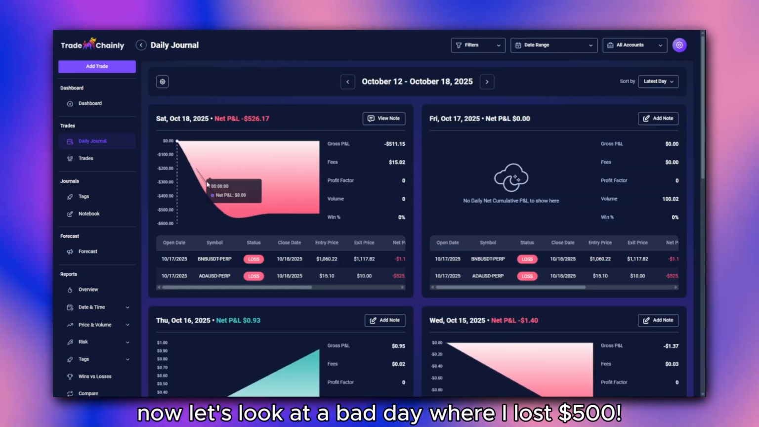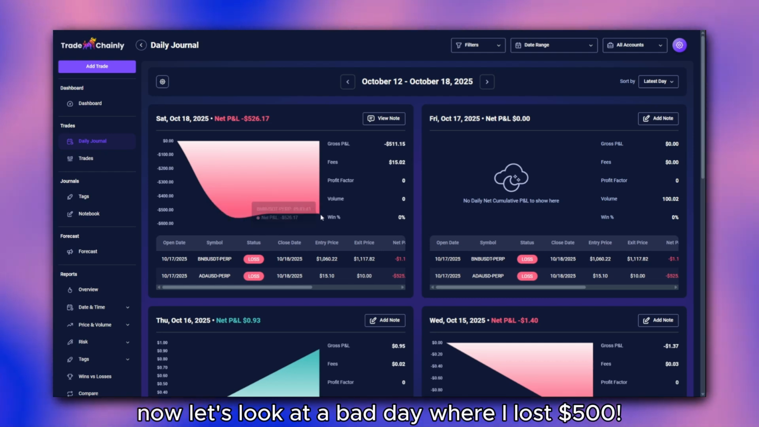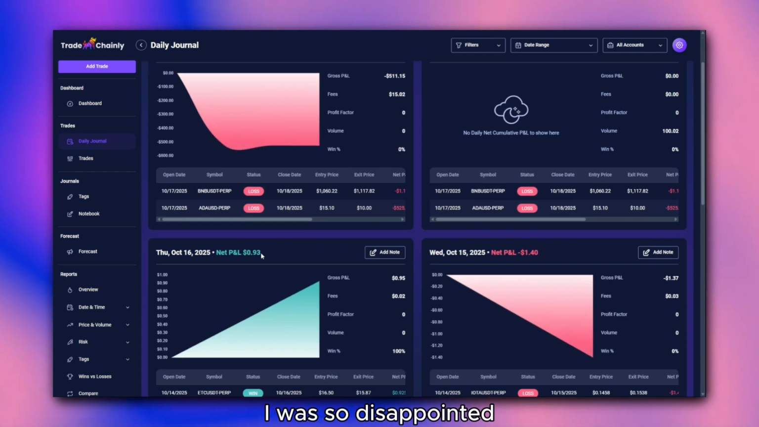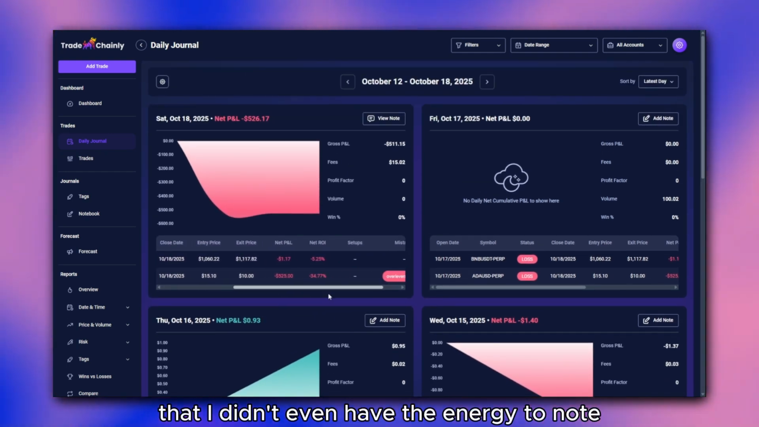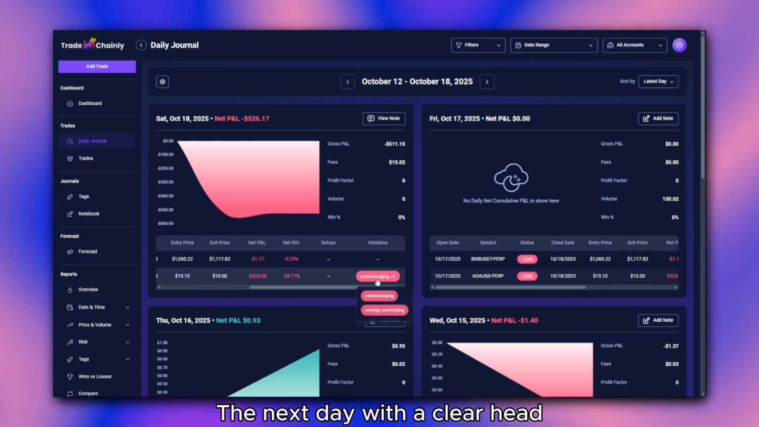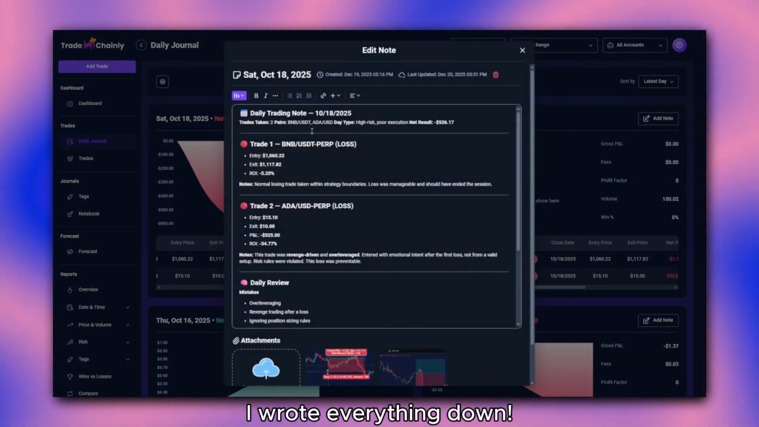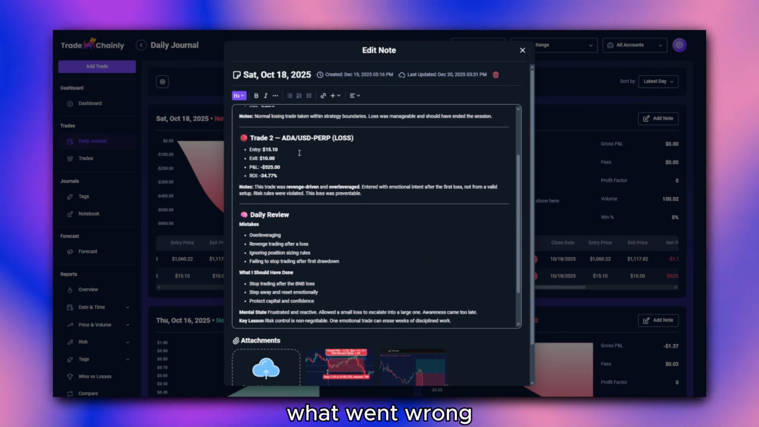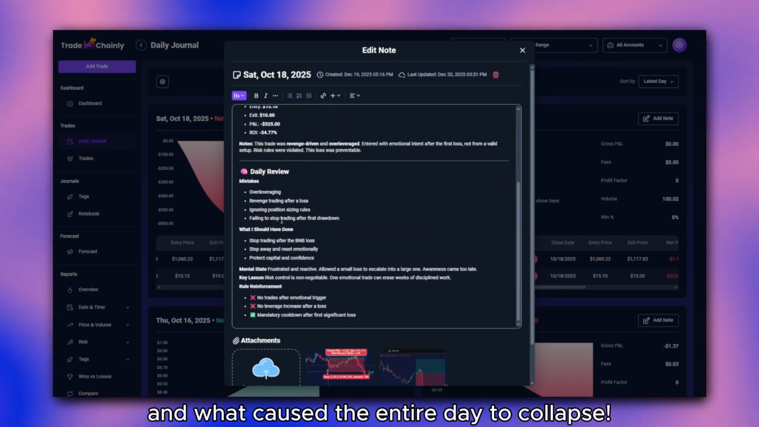Now let's look at a bad day where I lost $500. I had a really rough session. I was so disappointed that I didn't even have the energy to note that day. I slept it off. The next day with a clear head, I wrote everything down, which setups I used, what went wrong, and what caused the entire day to collapse.